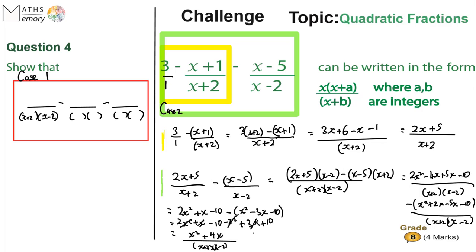So that could be simplified in our final answer over here in terms of we factorize the top numerator x plus 4 over x plus 2, x minus 2. So that should give us our final answer over here for what we're looking for.